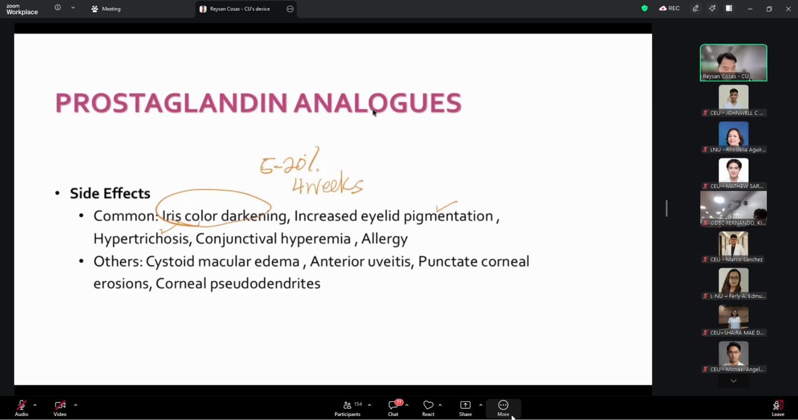Okay, some patients also develop conjunctival hyperemia and allergies. Okay, and then the others, these are very rare side effects. So they were documented in rare occurrence in some patients who underwent prostaglandin analog treatment. But again, overall, they exhibit good safety profile. Okay, so that's for the prostaglandin analogs.